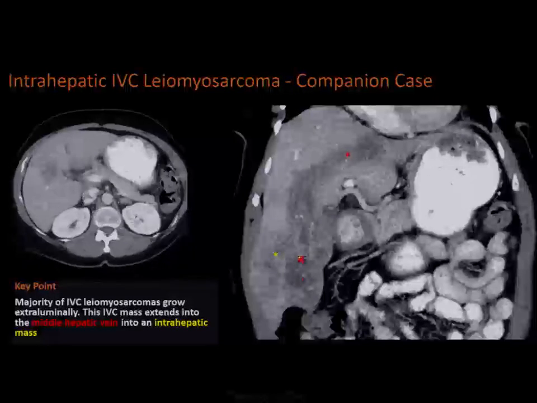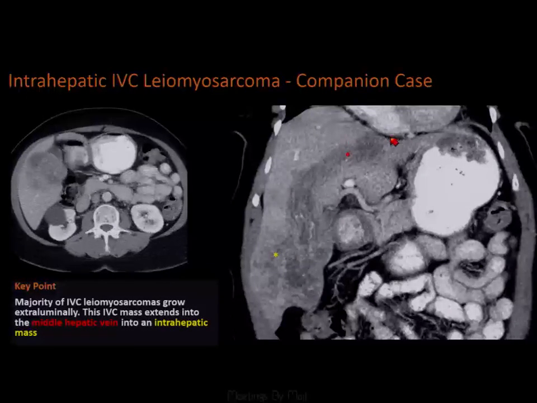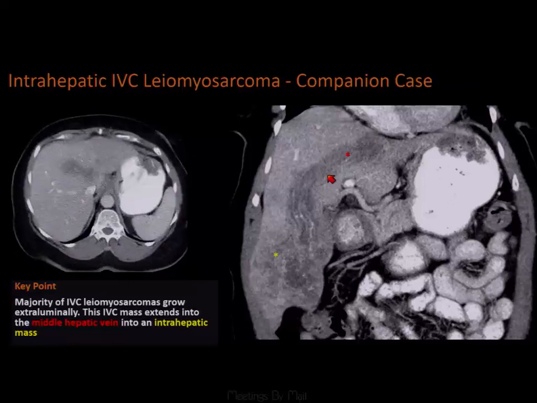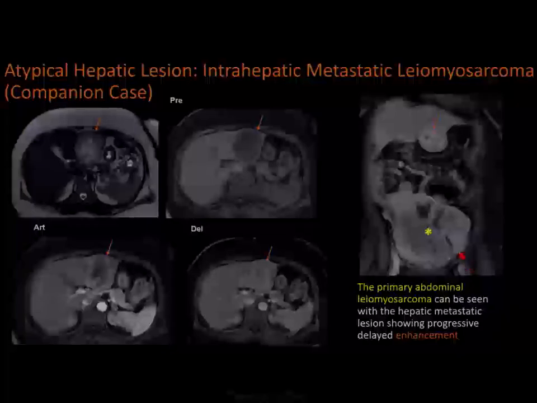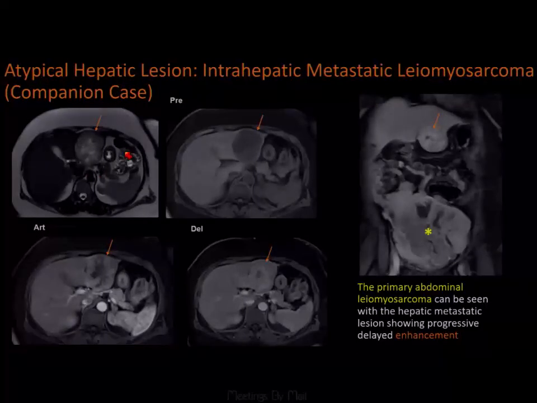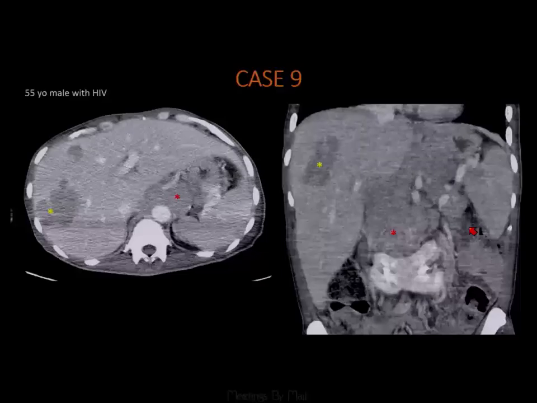This is just a quick companion case. It also shows another IVC leiomyosarcoma growing into the middle hepatic vein and turning into a large intrahepatic mass. Companion case of a metastatic leiomyosarcoma, again you'd have this T2 hypointense signal with delayed enhancement, but again, you can see the primary leiomyosarcoma in the pelvis.